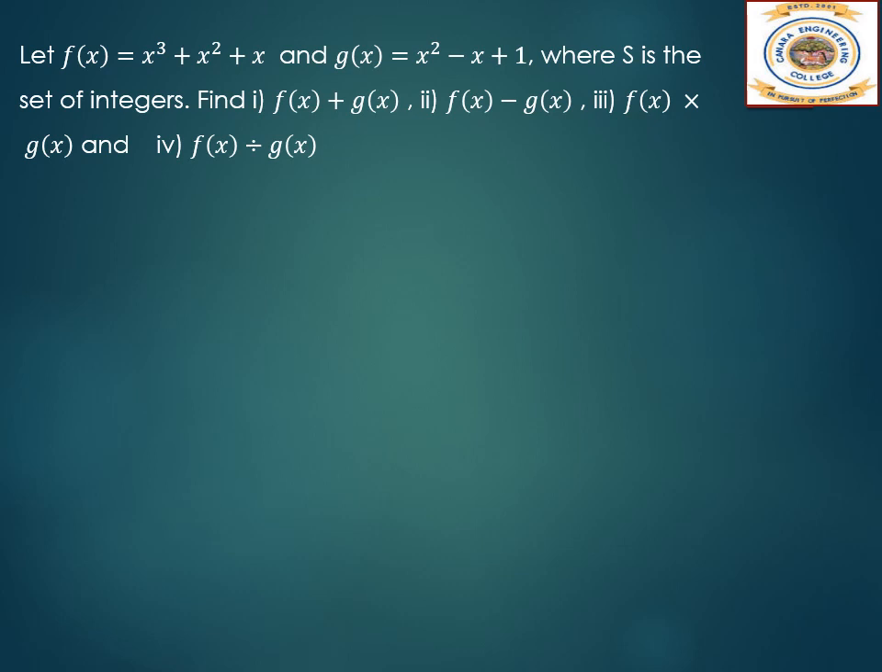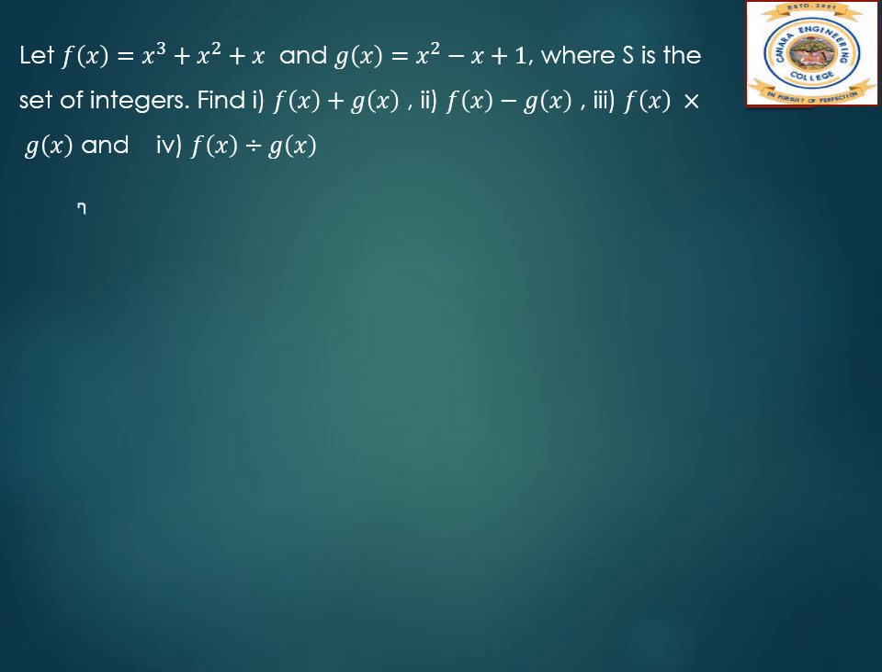Now here in this question, f of x and g of x, two polynomials are given, where s is a set of integers. We have to find f of x plus g of x, f of x minus g of x, f of x into g of x, and f of x divided by g of x. So let us start with the first one, addition. So we have to add.